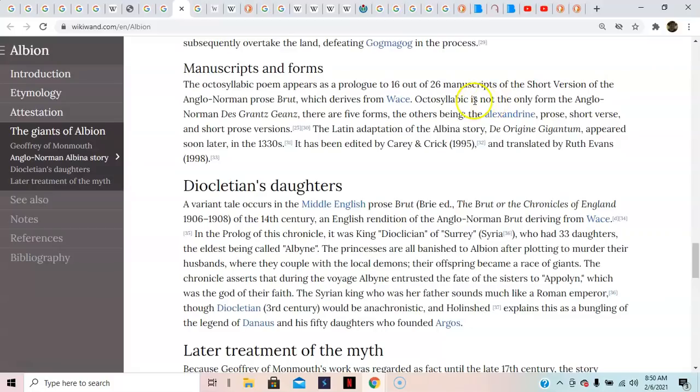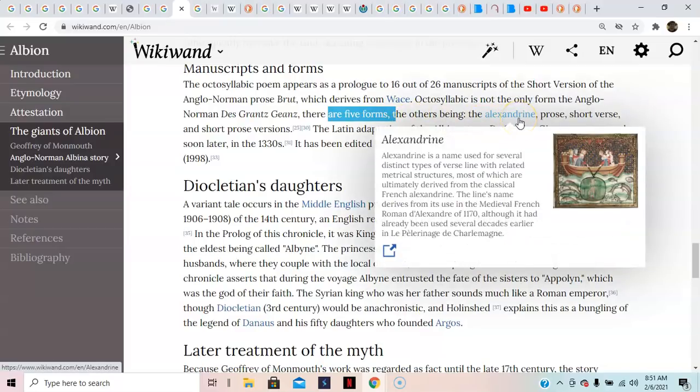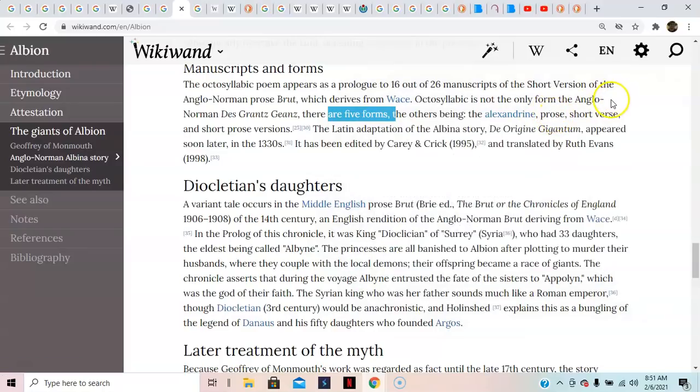So basically, they have poems. Right? 26 manuscripts exist. Out of 26, 16 have the poem. The German version exists in 5 forms, the other forms being Alexandrian, which means what? Egyptian. Prose, short verse, and short prose verse. The Latin adaptation of the Albina story is called right here, Origin of the Gigantium, appearing soon later in the 1330s.